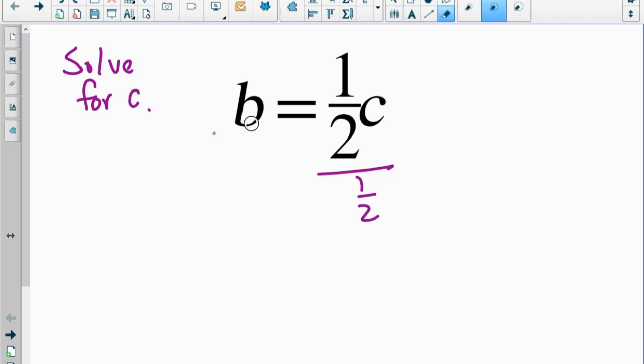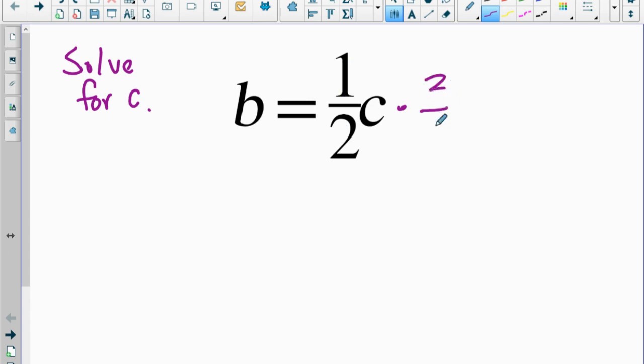So instead of dividing by a fraction, there's that little rule, and somebody in one of the classes on Friday mentioned it: keep it, change it, flip it, or keep, change, change. This is that rule, where if we want to get rid of this 1/2, we can multiply by the reciprocal of 1/2, which is if you just flip the fraction upside down. So in other words, 2/1. Do the same thing on both sides to make sure that we're keeping the equation balanced.